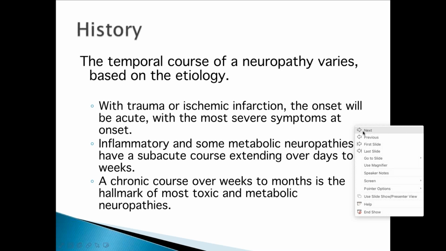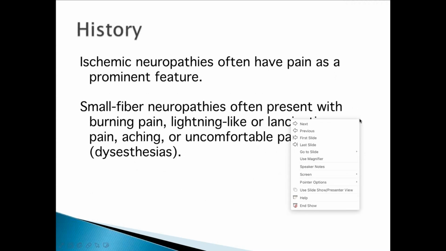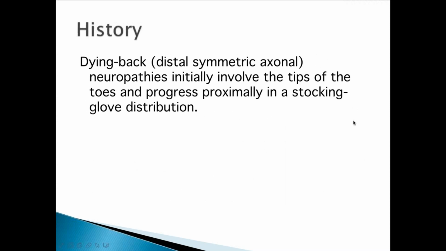In the history of ischemic neuropathy, just take a clear history of whether there is painful neuropathy or not. And for small fiber neuropathies, take a history of burning pain, lightning pain, lancinating pain, the type of pain they present with, aching, or just uncomfortable paresthesias. You need to differentiate which modality of pain sensation is being affected. Now, as I told you, in dying back neuropathies, the involvement progresses proximally in a stocking pattern. This becomes more or less clear through the history.